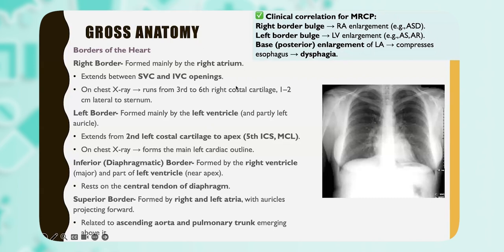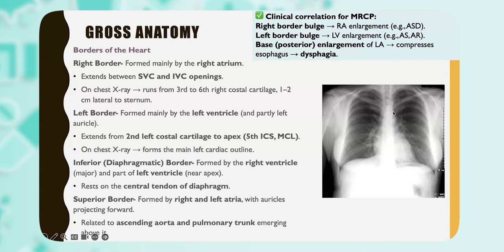Right border is formed mainly by the right atrium here, and some part is formed by the SVC above and IVC below. So on chest X-ray, it runs from third to sixth costal cartilages. Third to sixth costal cartilages. If it is larger than that, if it occupies a larger area, then there is suspicion of right atrial enlargement. This border is formed mainly by the left ventricle. It extends from the second costal cartilage to the apex. On chest X-ray, forms the main left cardiac contour.